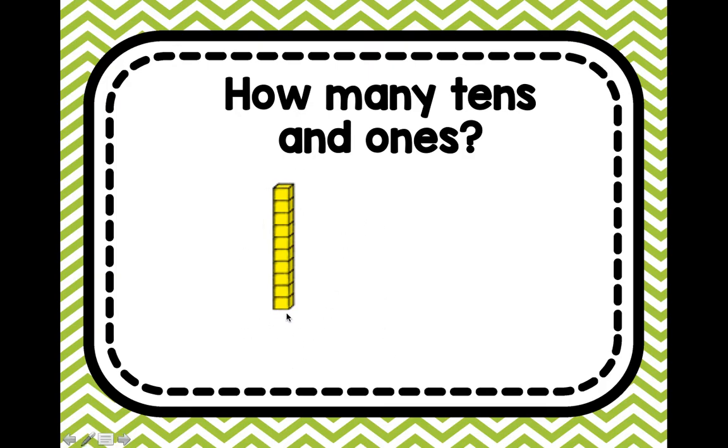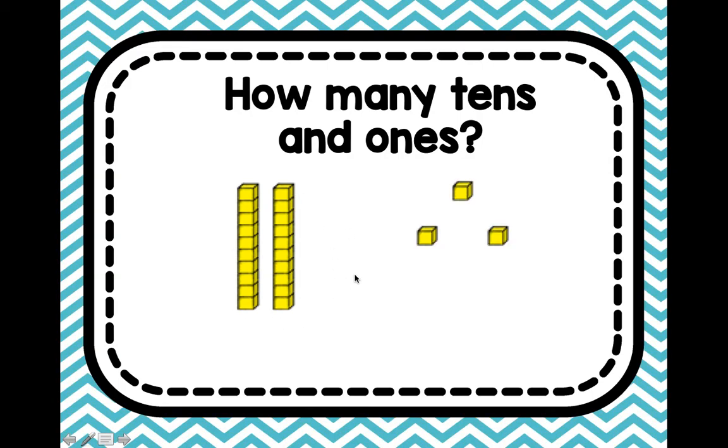All right, how many tens and ones? How many tens are here? 1. How many ones do we have? 0, right? There are no ones over here. So we have 1 ten and 0 ones. When we put them together, a 1 and a 0, what number does that make? 10, right? We only have 10.